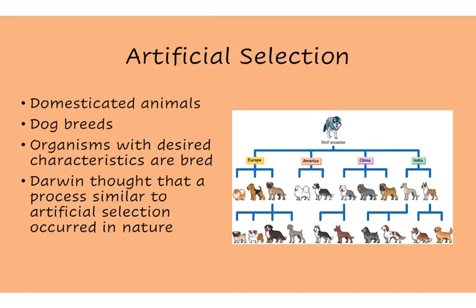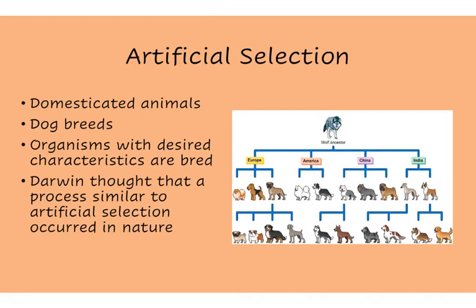We chose two behaviors that we really liked, and we put them together into the same dog in hopes that that one dog would have both of those behaviors. So artificial selection is this idea that we take organisms with desired characteristics and we breed them. We like the hair of one dog and we like the behavior of the other dog, so we breed them together so that we get a dog with the really nice hair and the really nice behavior.